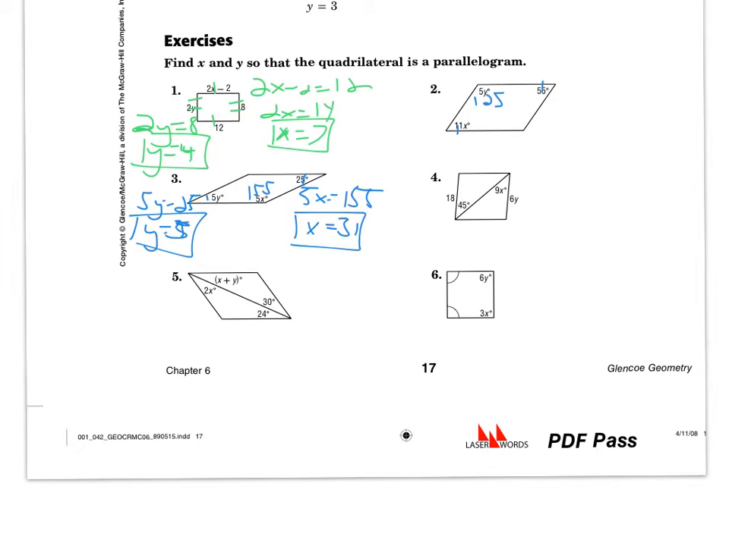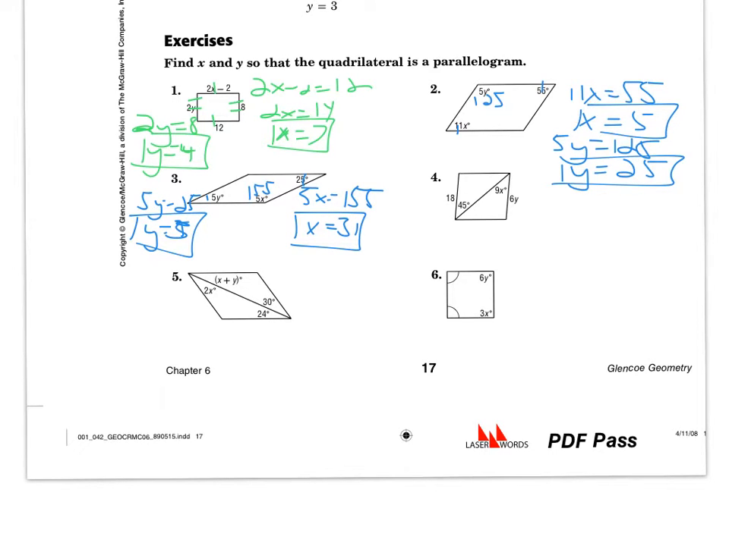Okay, number 2, similar type of problem. Okay, so we've got 11x equals 55 because opposite angles are congruent. Divide by 11 to get x equals 5, and 5y has to equal 125. Divide by 5, y equals 25. Perfect.